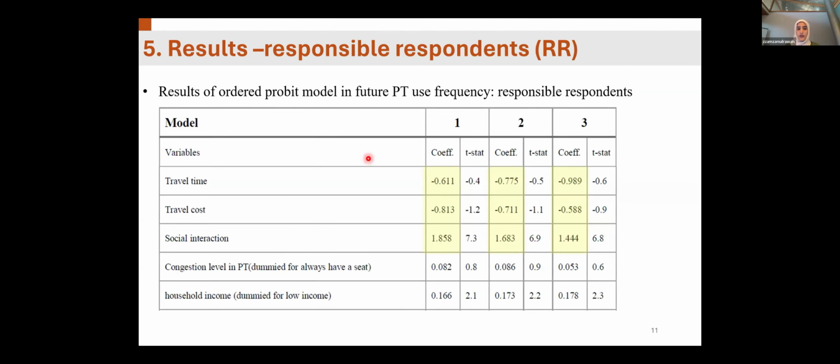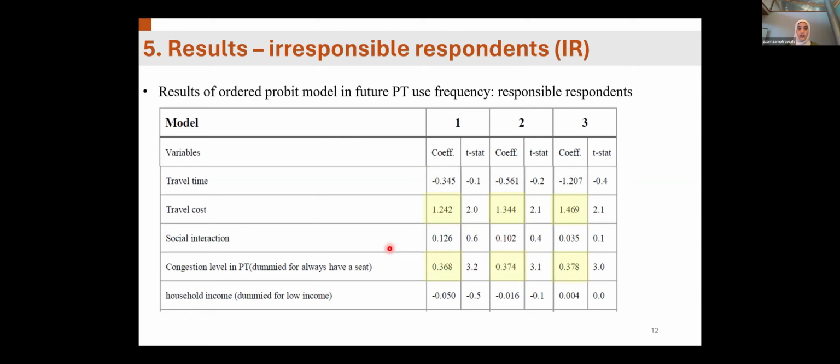And finally, the results for the estimates of the ordered probit model for future public transportation use frequency. Sorry, I think I haven't mentioned this in the beginning. The estimation of the utility is based on the future use of public transportation. And this result is for the responsible respondents. You can see here, we have found that the travel time, travel cost, and social interaction show some reasonable signs, and this is what we anticipated for the responsible group.